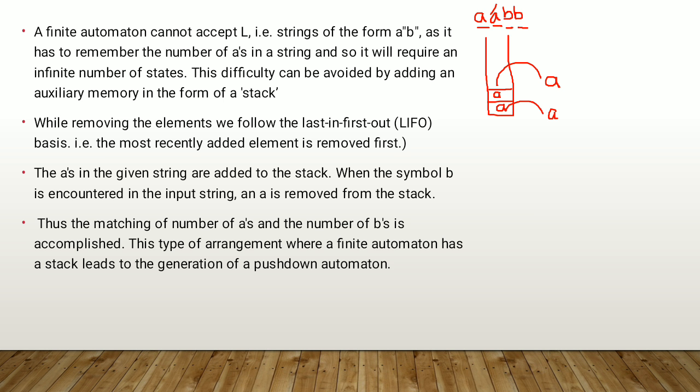For example, as shown in the diagram, if we have the string a raised to n b raised to n, that is, the number of a's is equal to the number of b's. For example, we have 2 a's and 2 b's. And if we want to design or construct the pushdown automata, we can design it like this. Whenever we read an a, we push one a into the stack. And whenever b encounters, we pop one a from the top of the stack.